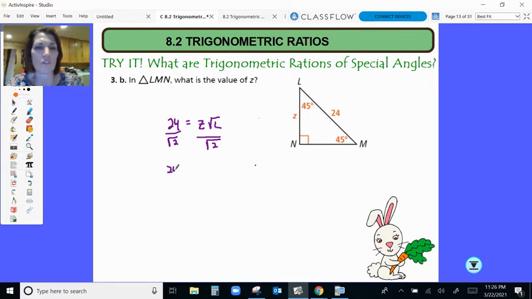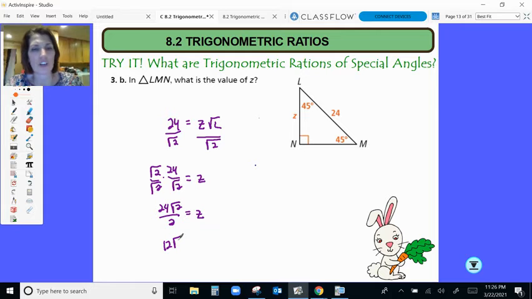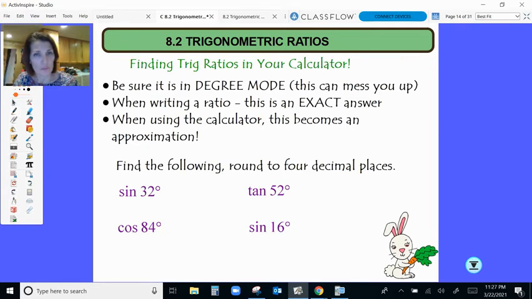And so 24 over square root of 2 equals my z. But of course, I need to rationalize that denominator. So it's 24 square root of 2 over 2. And so therefore, 2 goes into 24 12 times. 12 square root of 2 equals z. Okay, so this is kind of an introduction to just the ratios themselves.